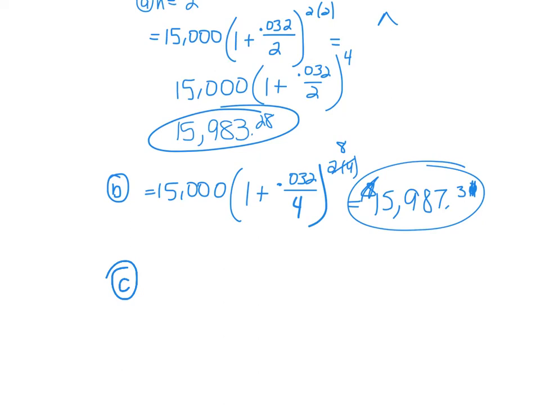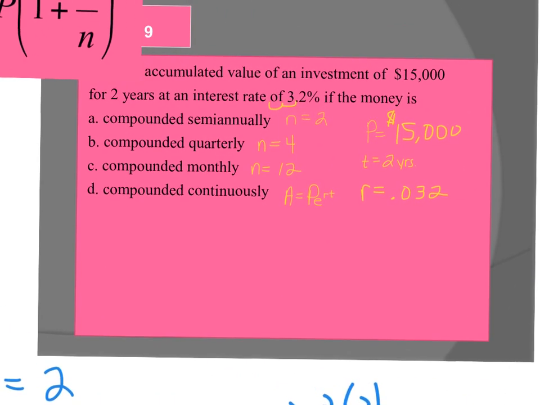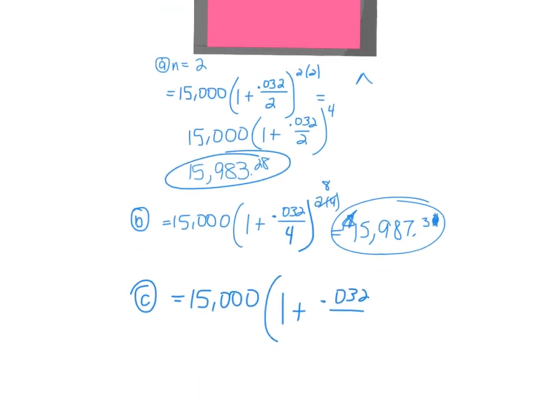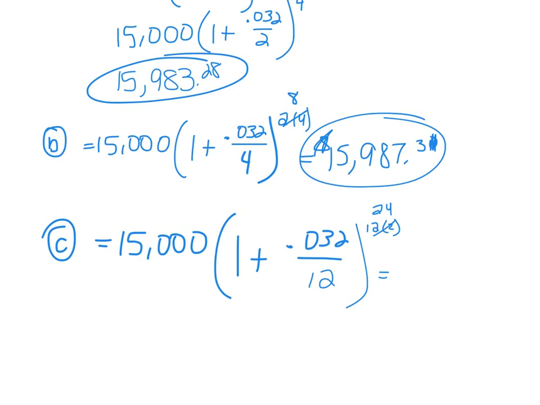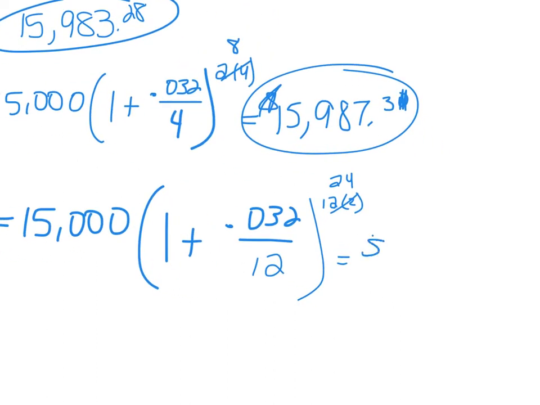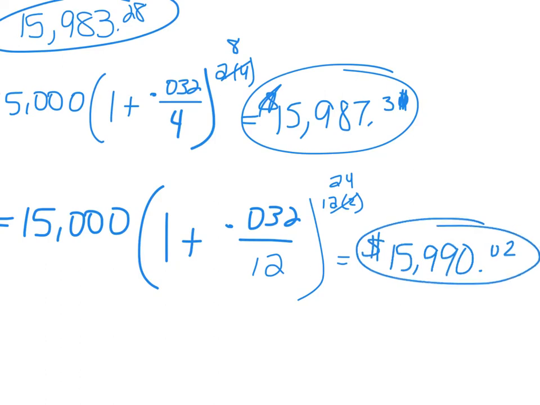All right, C. Again, we have the same principal that we invested, 15,000, 1 plus. The interest rate is still the same, 0.032. But this time it's compounded how? Monthly. So my number underneath my denominator should be 12. So then I raise that to the 12 times 2, right? Because it's 2 years. So it's the same as to the 24th power. So what'd you guys get? Read it to me again. 15,990.02. And 2 cents. Good. I got it. Okay, perfect.